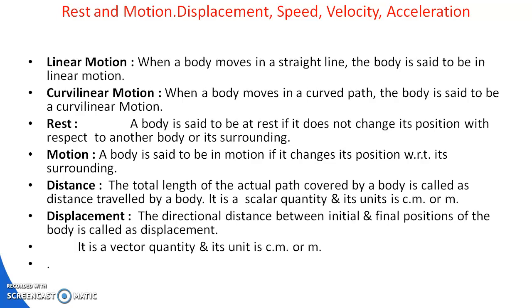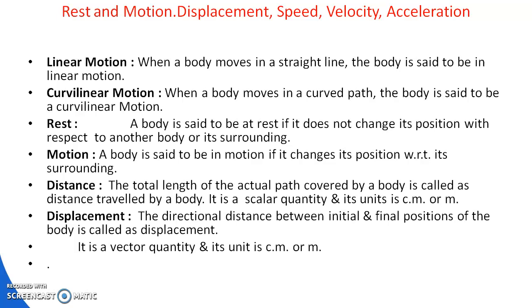For example, a body is moving from a position A and moves in the east direction, covering 3 kilometers. Then perpendicularly it moves in the north direction and reaches C, covering 4 kilometers. So what is the distance covered? The distance covered is equal to the total length of the actual path. So 3 kilometers plus 4 kilometers is equal to 7 kilometers.